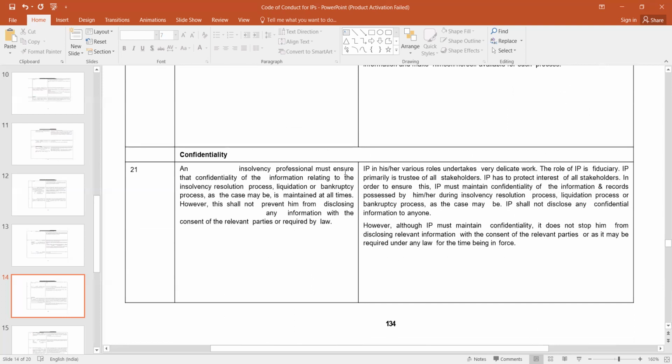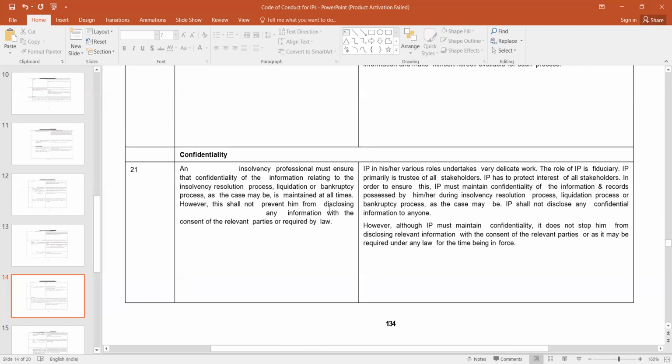Next point is regarding confidentiality. An insolvency professional must ensure that confidentiality of the information relating to the insolvency, bankruptcy is maintained. However, this shall not prevent him from disclosing any information with the consent of the relevant parties or as required by law. So actually, you have to maintain confidentiality, and sometimes you are required to obtain an undertaking of confidentiality also.